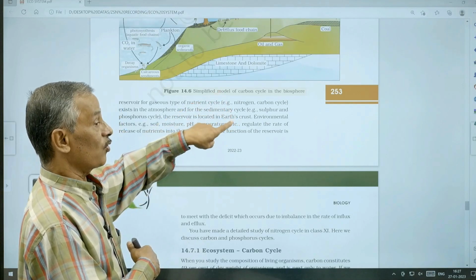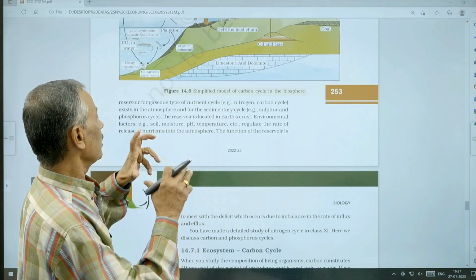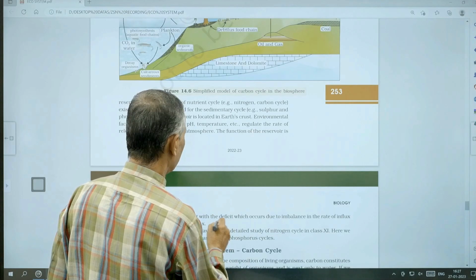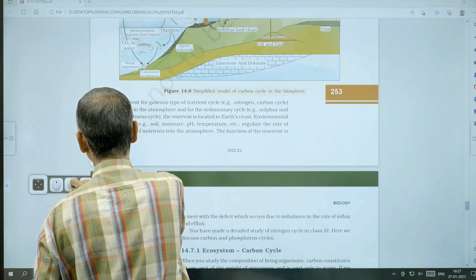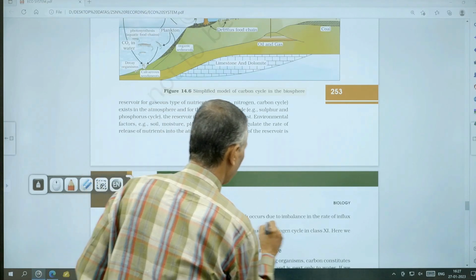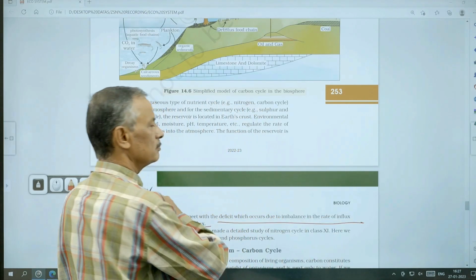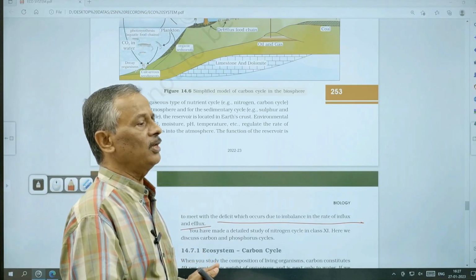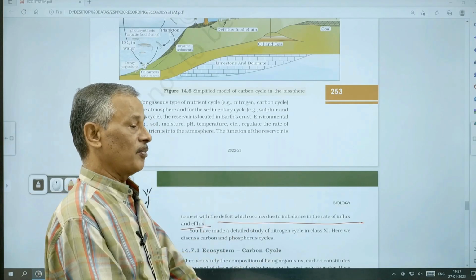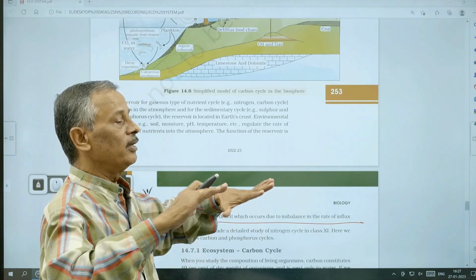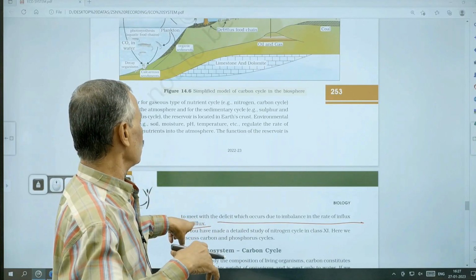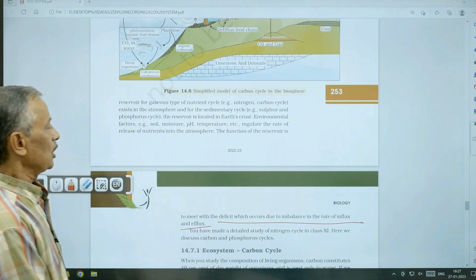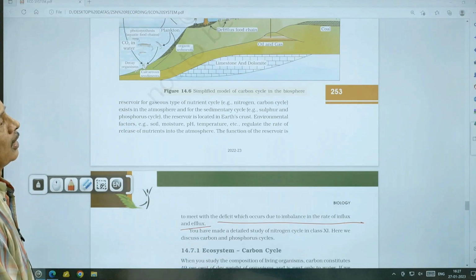So what is the reservoir? Reservoir has an important function. The reservoir is meeting the deficit if there is an imbalance between uptake and recycle. That is, the ecosystem, the biotic world, is taking them from the abiotic world, and then they are all coming back. So uptake and recycle should be balanced. If there is an imbalance, the deficit is met with the reservoir. Okay, so we are having two types of nutrient cycles.